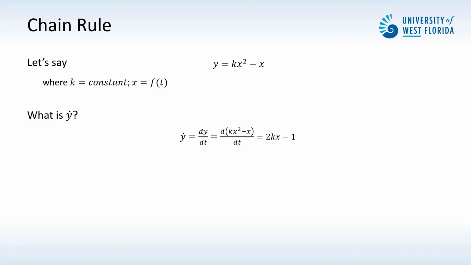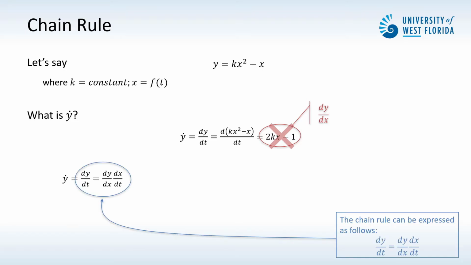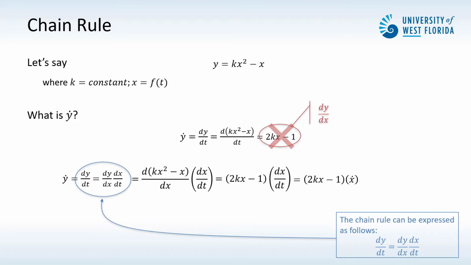You might be tempted to say that it is 2kx minus 1. The problem with this is that 2kx minus 1 is actually dy dx rather than dy dt. So that isn't quite right. Instead, we need to apply the chain rule. The chain rule says that dy dt equals dy dx times dx dt. Now we can plug in the expression for y and take the derivative with respect to x. Just remember to keep that dx dt term. And now remember that dx dt equals x dot, and this is the correct answer.